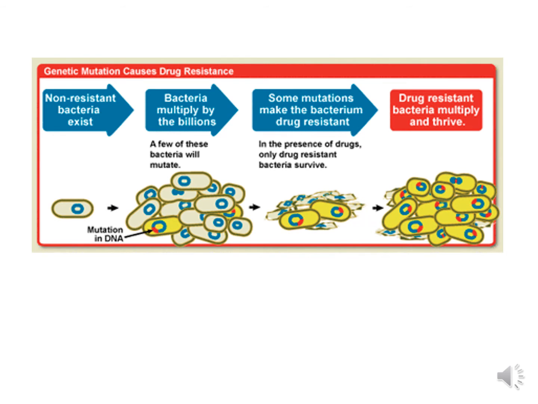We're going to look in a bit more detail as to how genetic mutations cause drug resistance. So we start off with non-resistant bacteria that multiplies. Some of the bacteria mutate to become resistant to antibiotics. The antibiotic-resistant gene is able to be transferred to non-resistant bacteria. This is known as gene transfer. Now, in the presence of antibiotics, only the resistant bacteria will survive and continue to thrive throughout the body.